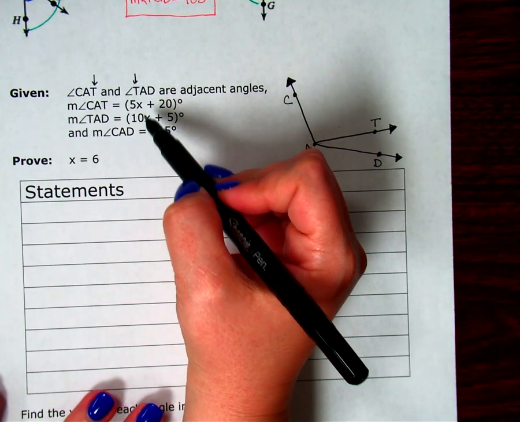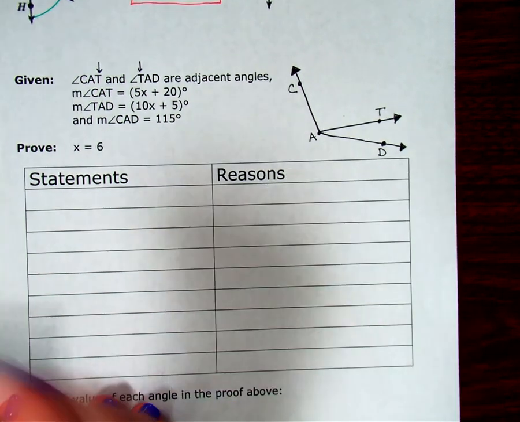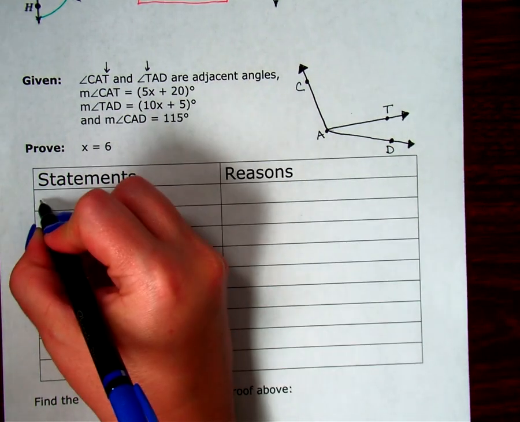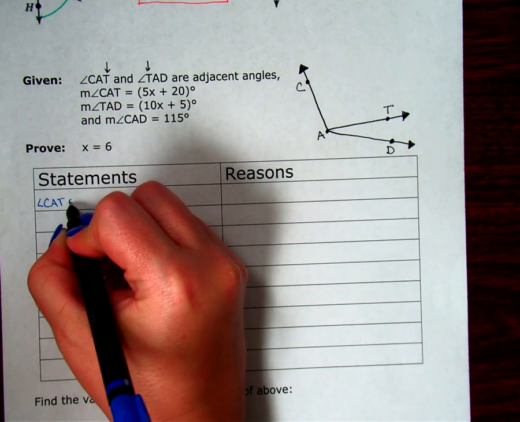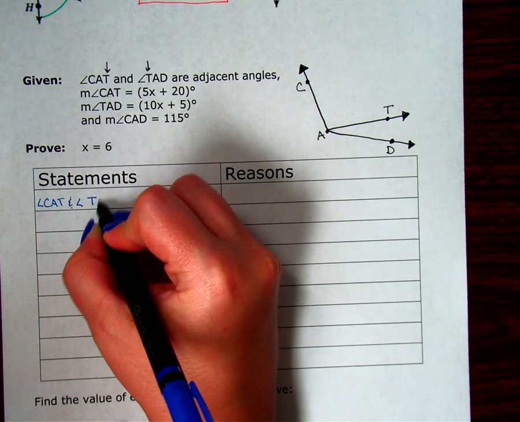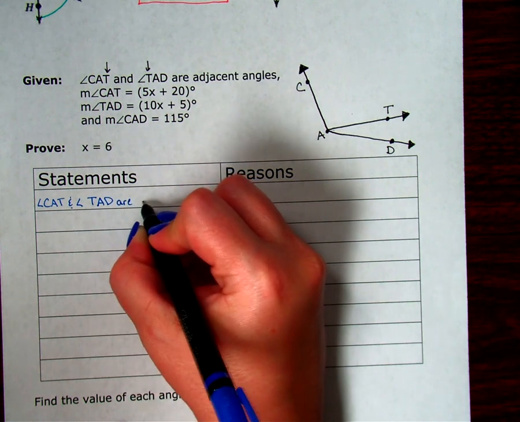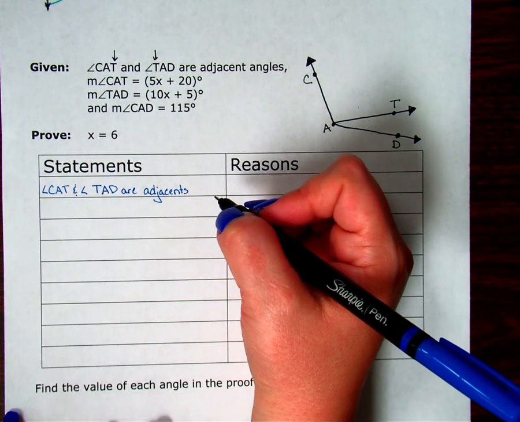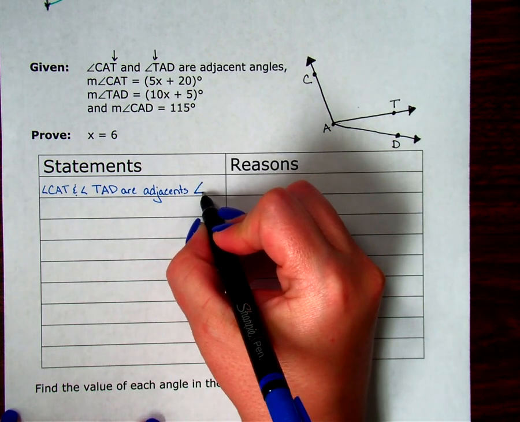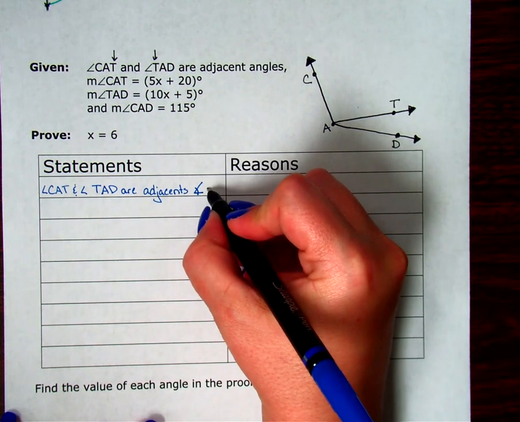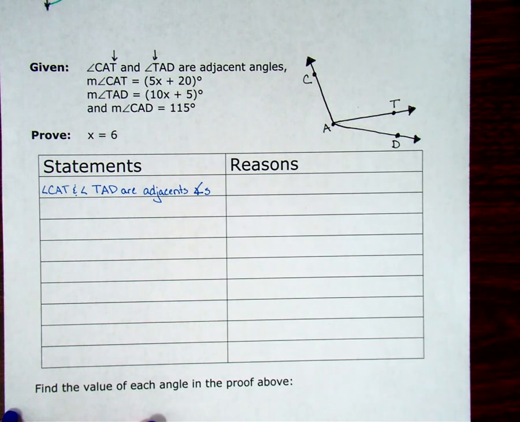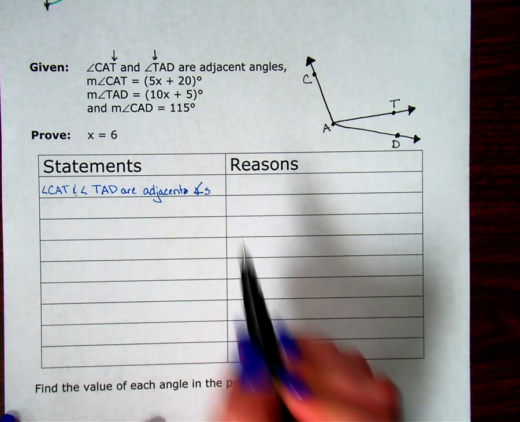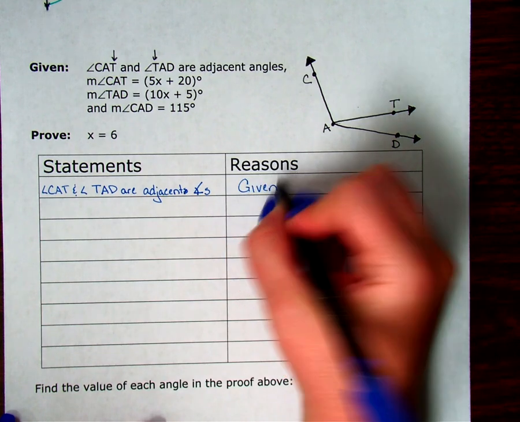Okay? So then I have these givens right here. The first thing I'm going to do is write them all in my proof, my givens. So angle CAT and angle TAD are adjacent angles. In geometry a lot of times we'll abbreviate as many things as we can, so sometimes you'll just see people do a little angle symbol and then put an S next to it, to say angle CAT and angle TAD are adjacent angles. And that was my first given.